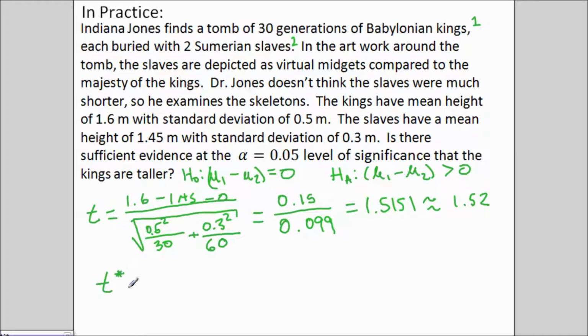So we have T star. It's a one-directional test, so we use alpha. We have to use the smallest sample size. We have 30 and 60, so we have 29 degrees of freedom. So let's go to the table.